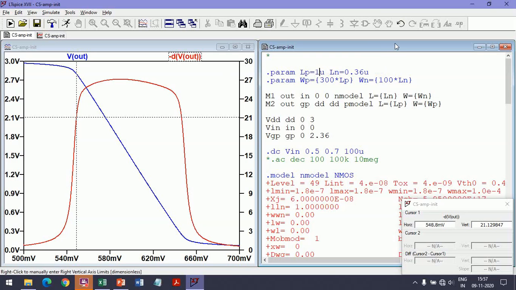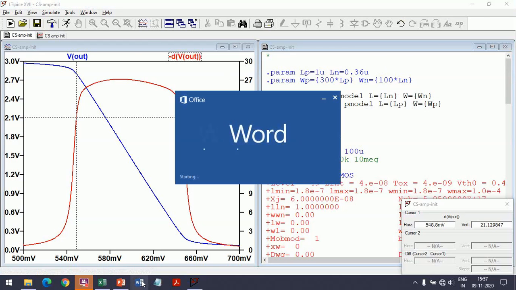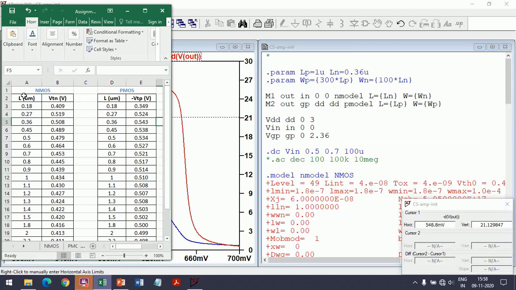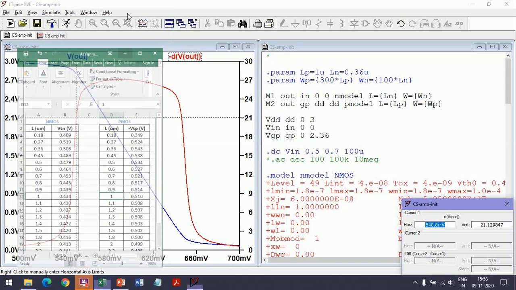Now as I make this 1 micron, the threshold voltage of the PMOS will change. So let me look up the threshold voltage. I have it open here. This is the table from assignment 1. So this is the PMOS threshold voltage. At a length of 1, the PMOS threshold voltage is 0.51. This I have written, minus VTP is 0.51.